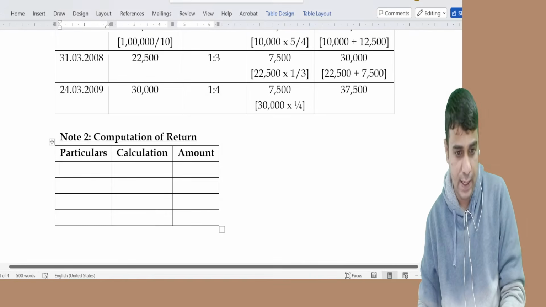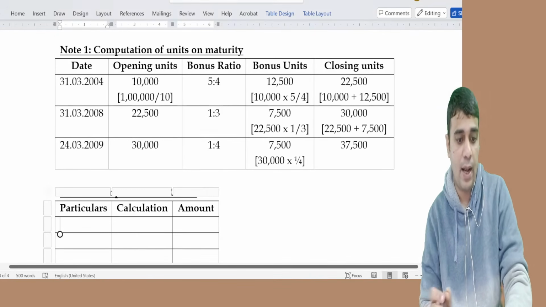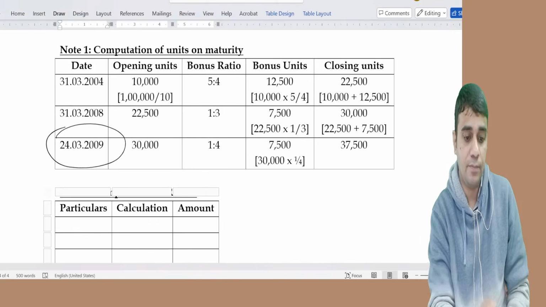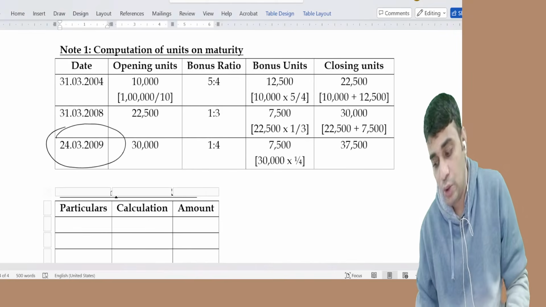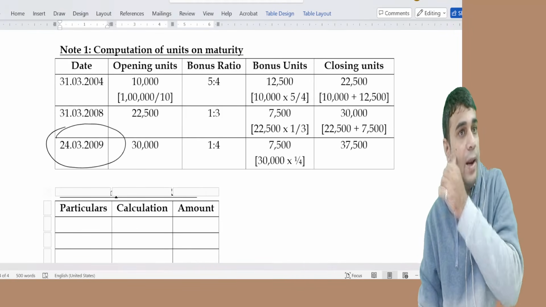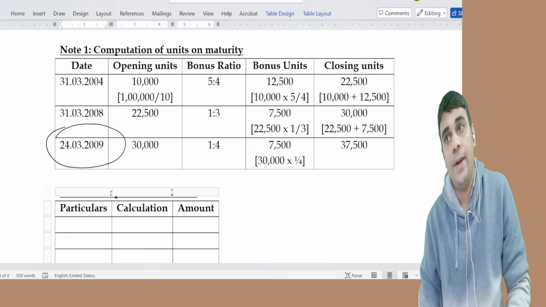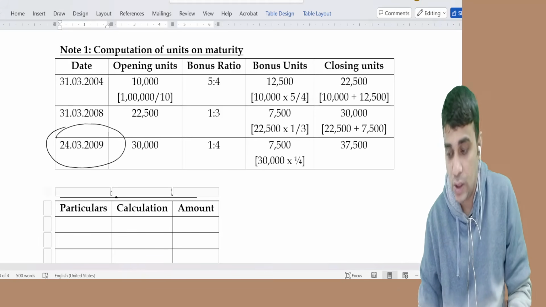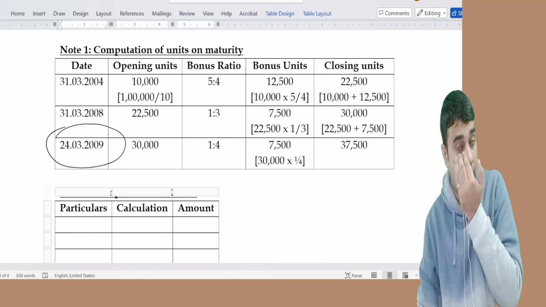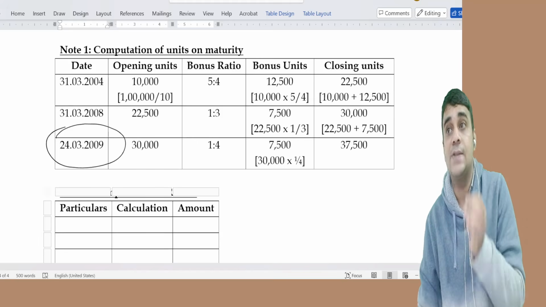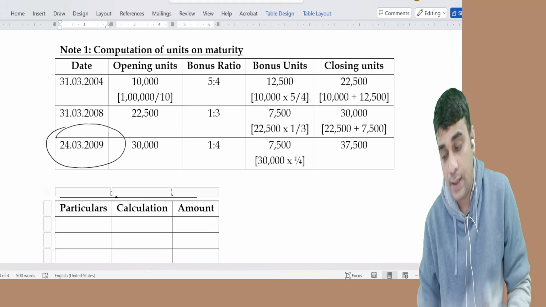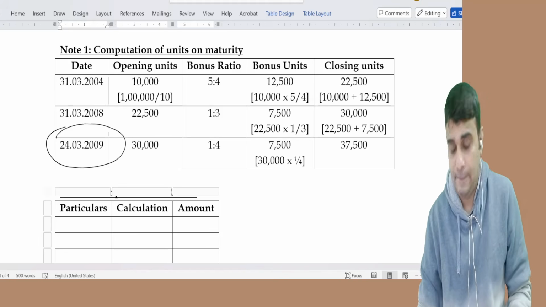If you see the calculation, we got one allotment in this period. 24/3/2009. We got one allotment in this period. What is that? 24/3/2009. Any units allotted in the last 1 year will have short-term capital gain.